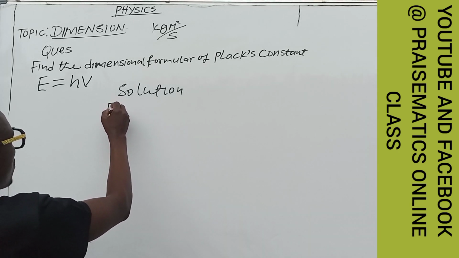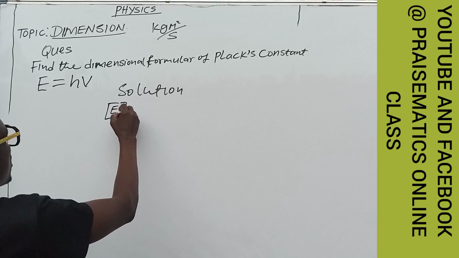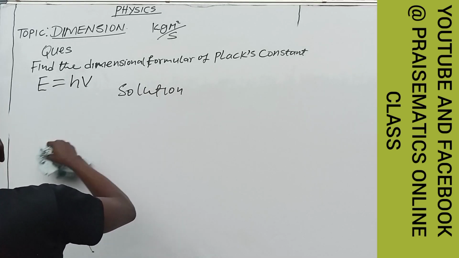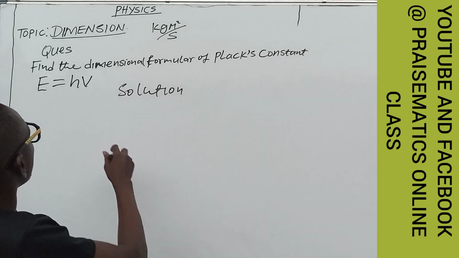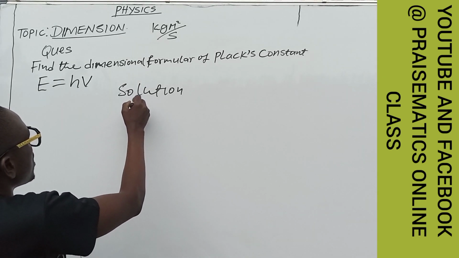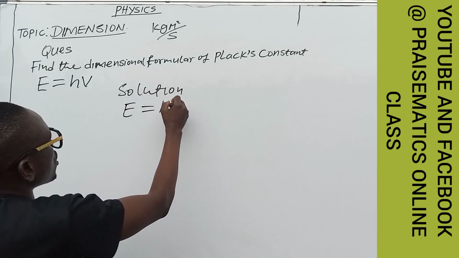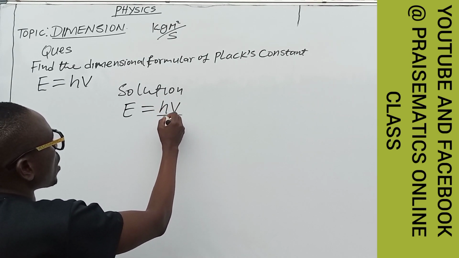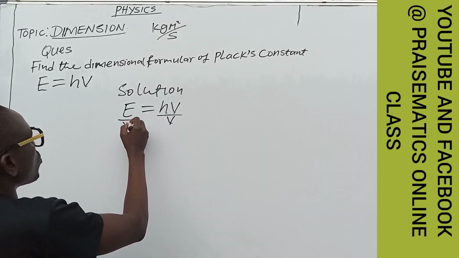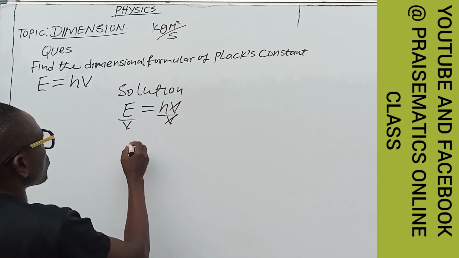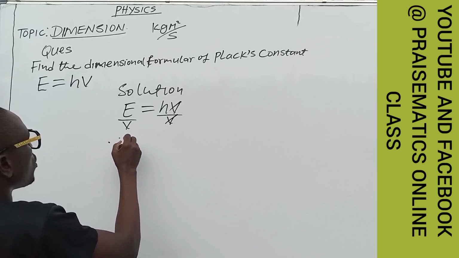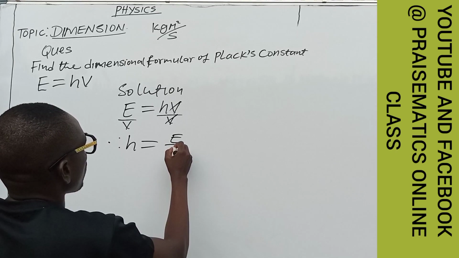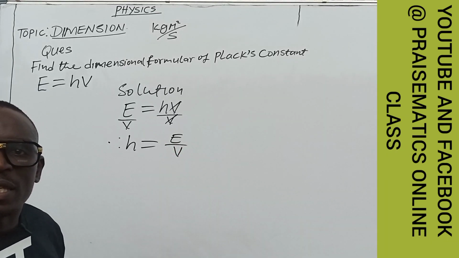The dimension of energy is... We need to make h the subject of the formula. Now what do we have? We have that E is equal to hv. Divide both sides by the coefficient of the Planck constant, which is v. This v will cancel this v. Therefore, h is equal to energy over velocity. I hope you understand.